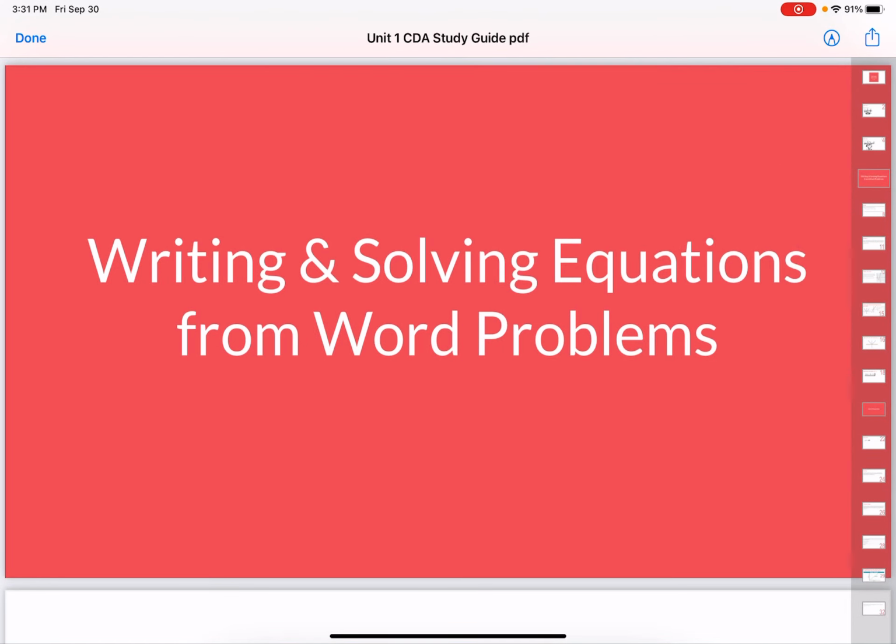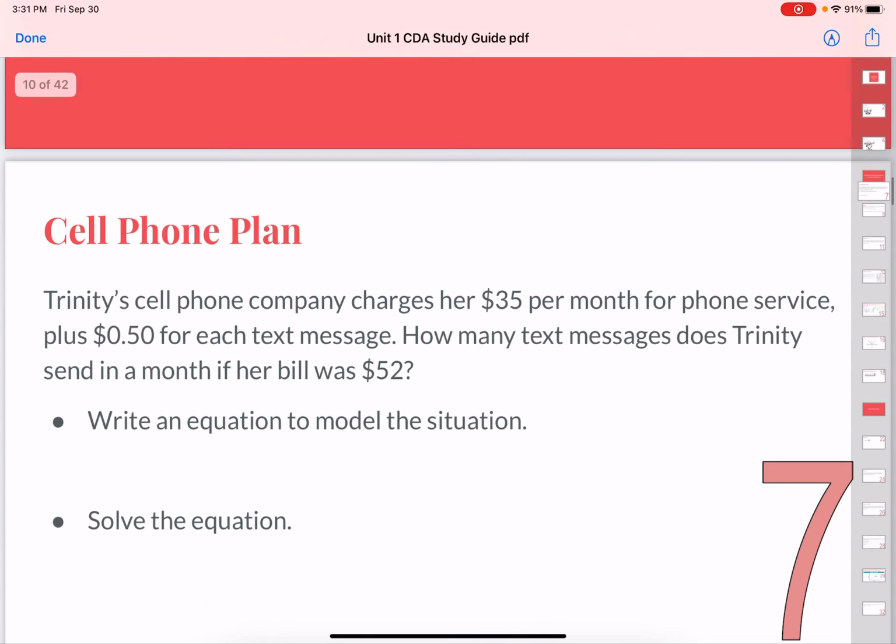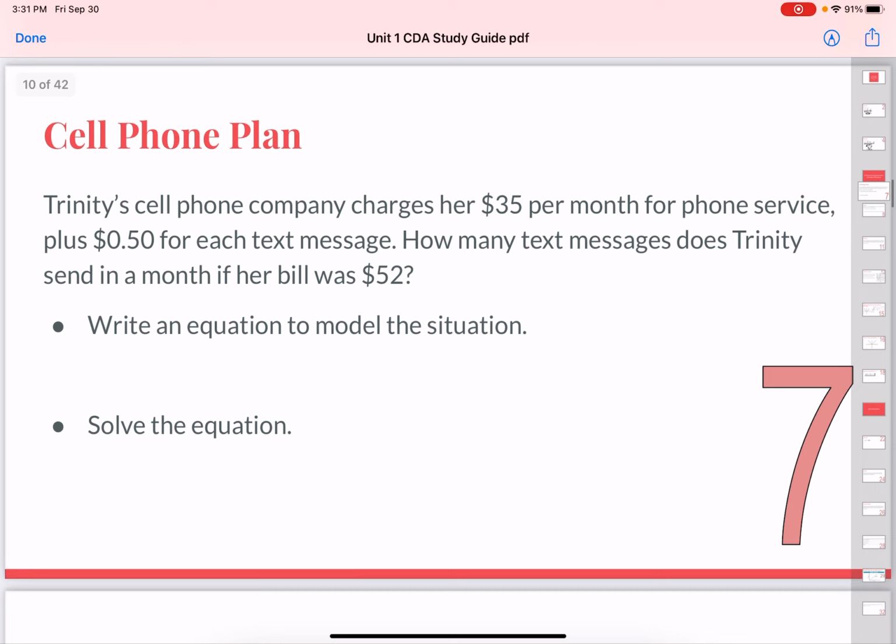Alright, so the next topic is writing and solving equations from word problems. So let's just jump right in. We've got this one, number 7, is about a cell phone plan. Trinity's cell phone company charges her $35 per month for phone service plus 50 cents for each text message. How many text messages does Trinity send in a month if her bill was $52?